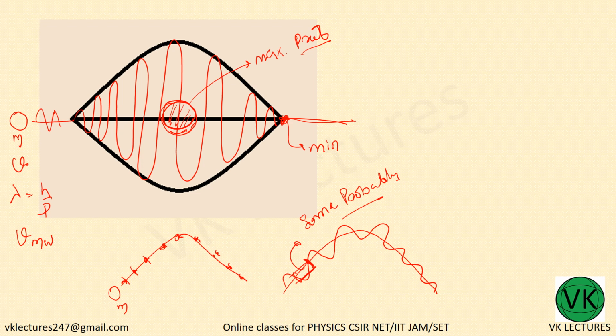So this is what exactly quantum mechanics is talking about. Quantum mechanics is all about the probability of finding this particle: probability of the energy, probability of the momentum, probability of the position. So this is what I'm saying. Now what is this called? This is called a wave packet.